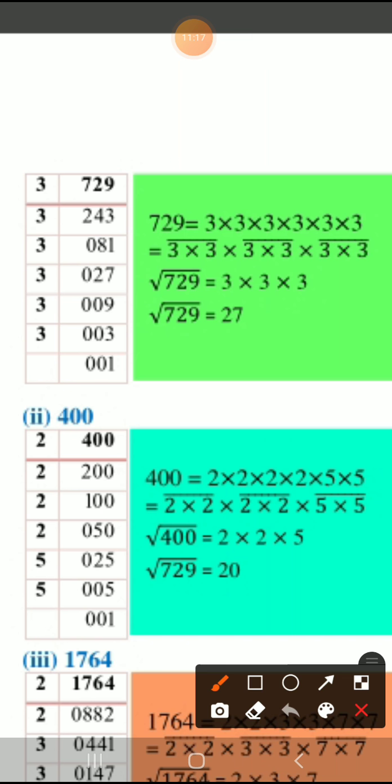3 3s are 9, 9 3s are 27. So if 3 is multiplied 3 times, it becomes 3 3s are 9, 9 3s are 27. So the final answer comes as 27. Got it? I hope you understand.